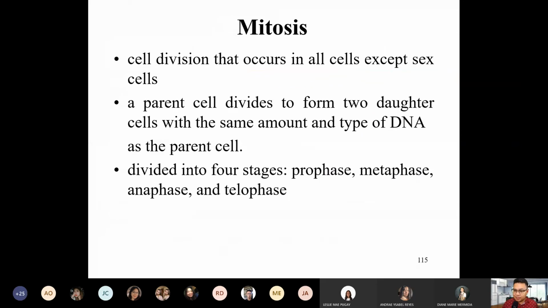Mitosis occurs in all cells except sex cells. A parent cell divides to form two daughter cells with the same amount and type of DNA as the parent cell. Divided into four stages, we have prophase, metaphase, anaphase, and telophase. Okay? To make it easy to remember, here is our acronym, PMAT. Prophase, metaphase, anaphase, telophase. Different letters, so it's easy to remember.